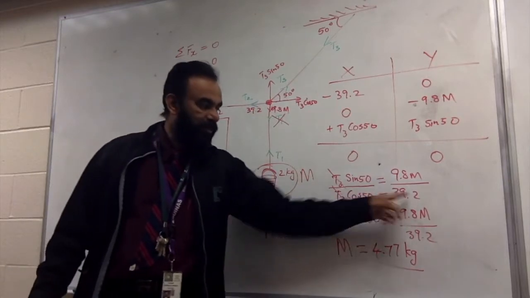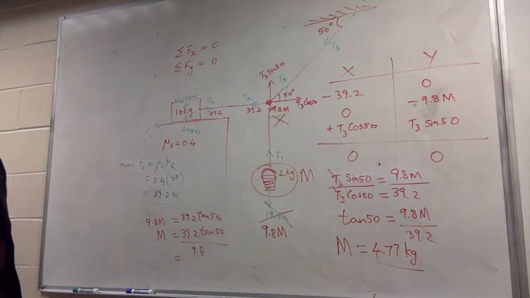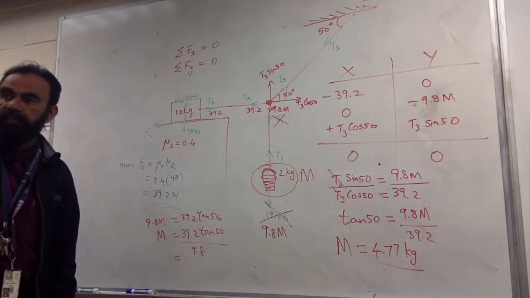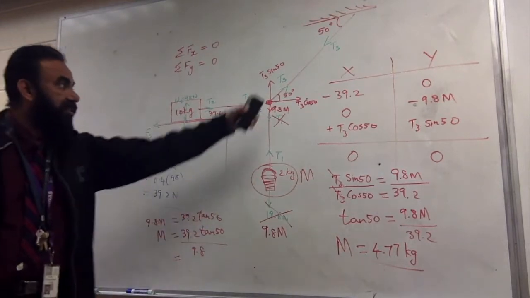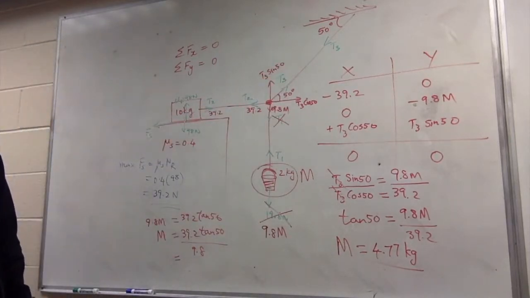T3 will be 39.2 divided by cosine 50, and that will give you something around 80s, 90s. Student: I took the new mass of the bucket with the sand, which is 4.77, multiplied it by 9.8, and that got me 46.75 newtons. That's more than the static friction. Teacher: No. Once again.